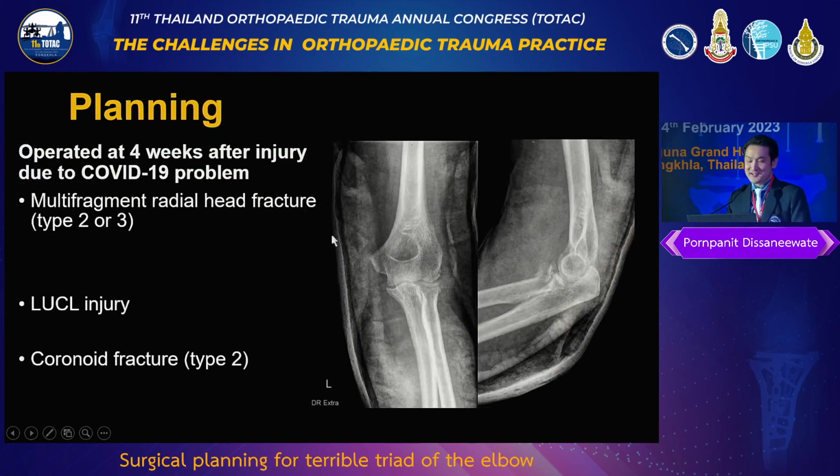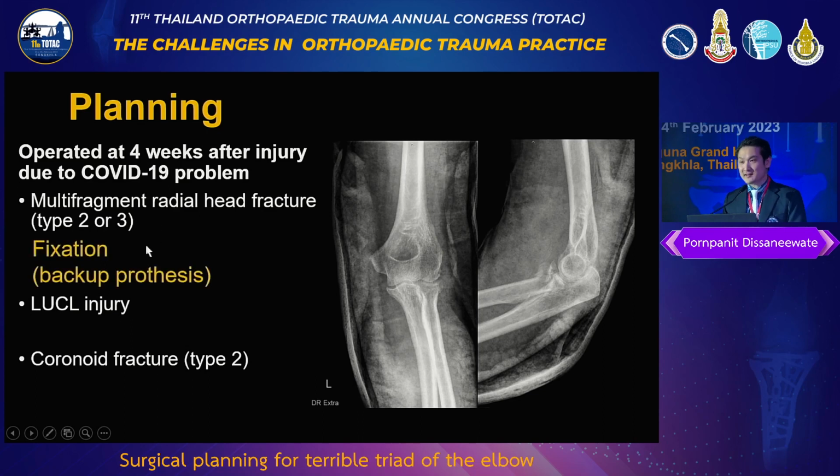In this case, we operated on her 4 weeks after injury. It's because of the COVID problem. It's not the patient's problem, it's a doctor's problem. So we had to delay the surgery. Okay. So in this case, it's a multi-fragment fracture. Should be like a type 2 or type 3, but no neck fracture.